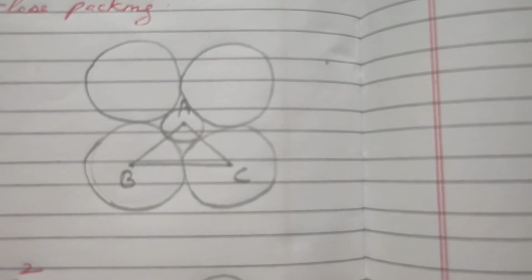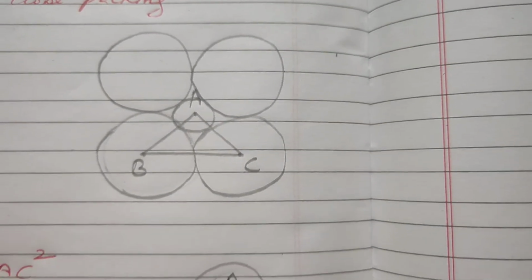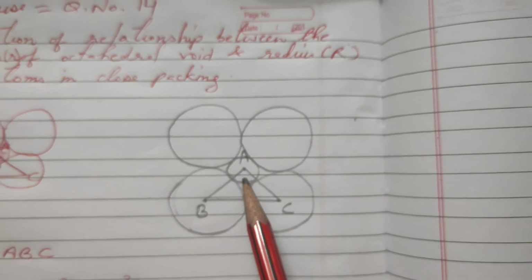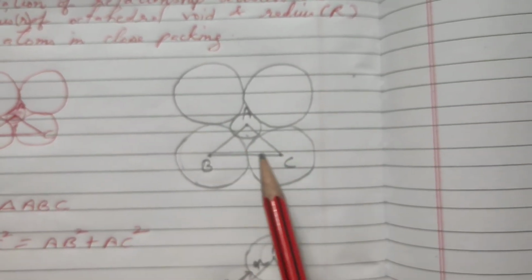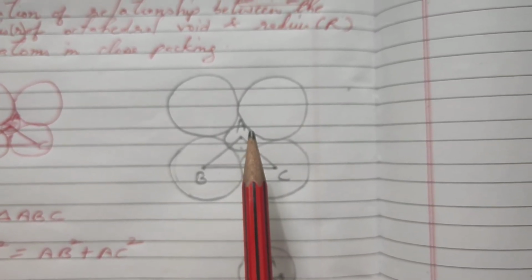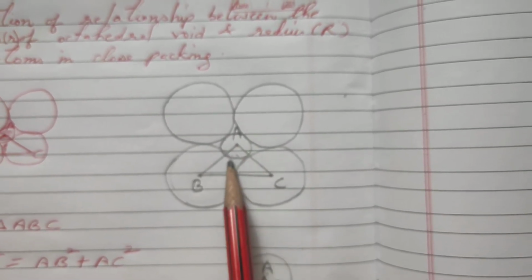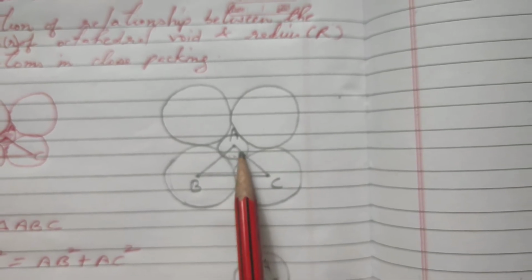The four spheres are in direct contact. So in the center there is a void, an octahedral void. How can you say it is an octahedral void? Now these four spheres are in direct contact. One sphere is above this void. The small sphere that you see here is the void. Void means this is the empty space here.